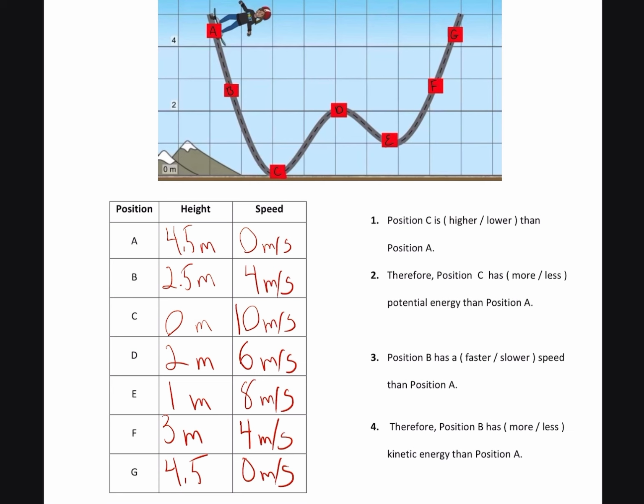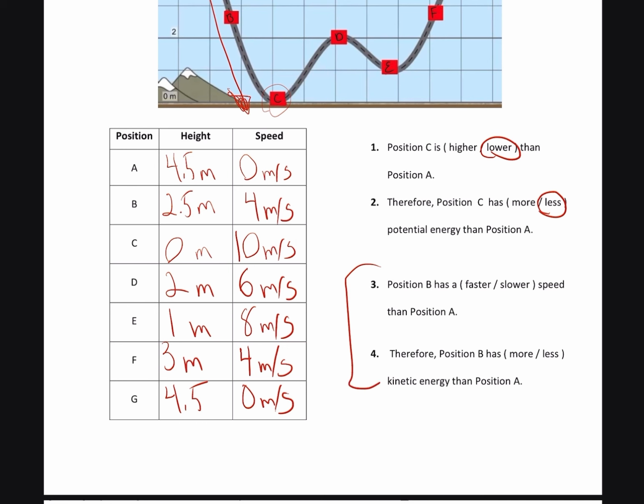So if we look here, position C, is it higher or lower than position A? It's lower, which means position C is going to have less potential energy than position A, because potential energy decreases the closer you get to the ground. C is closer to the ground, so it's going to have less potential energy.